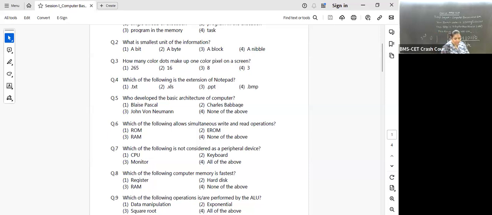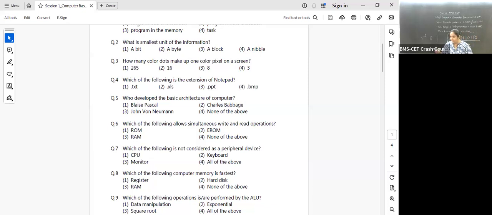Any doubt? Okay, next question. This is a very basic general knowledge question: who developed the basic architecture of computers? If you are not aware, you can mark option 3, John von Neumann. The computer architecture is also called von Neumann architecture. So the paper might have a question like, which architecture is called von Neumann architecture? Don't get confused. Computer architecture is also called von Neumann architecture, because it was developed by John von Neumann. Okay. Next question we go to.